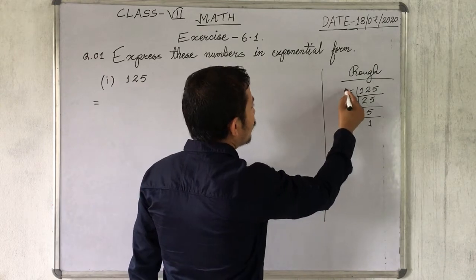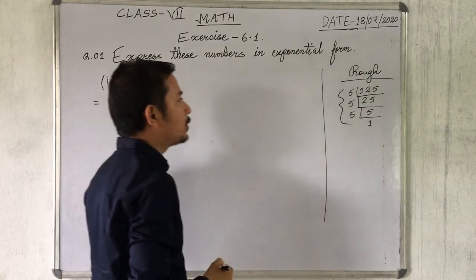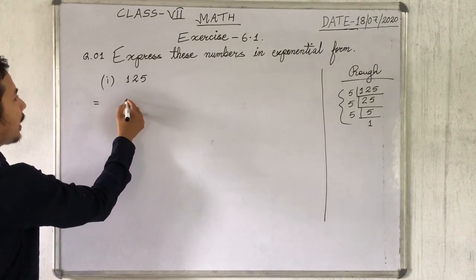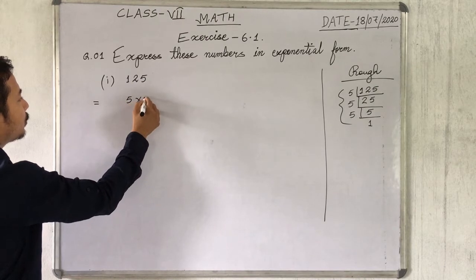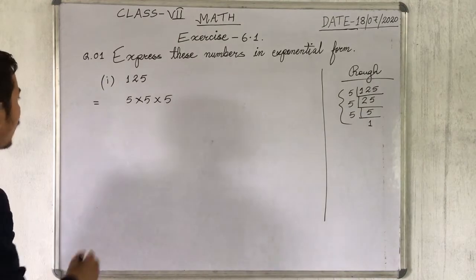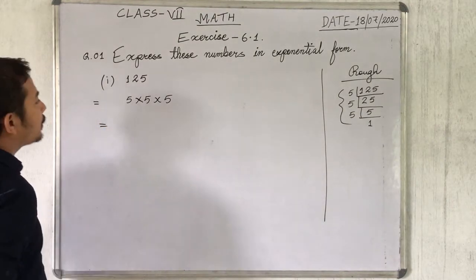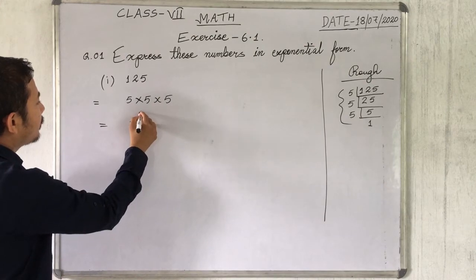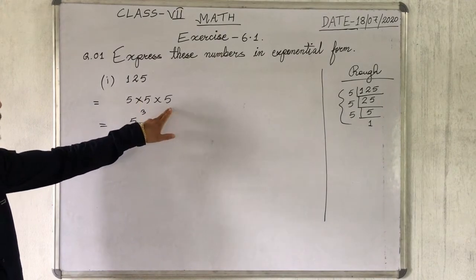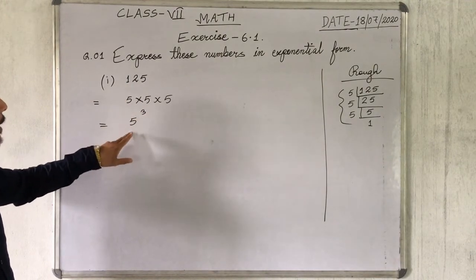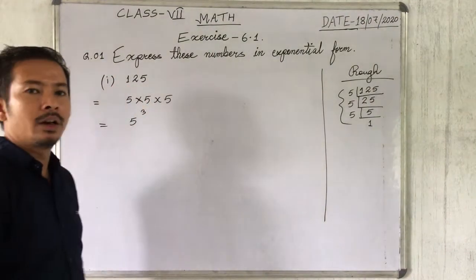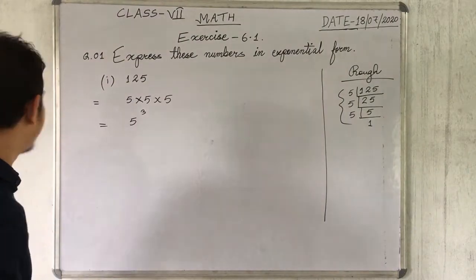This way, we found the 3 factors of 125. This is 5 into 5 into 5. So we can write 125 as 5 into 5 into 5. Right? Now 5 into 5 into 5, that means we can write this as 5 cube. So 5 cube means 3 times multiplication of 5. So 5 cube is the exponential form of this number, which is given here, 125. Understood? It's very easy, try to understand.